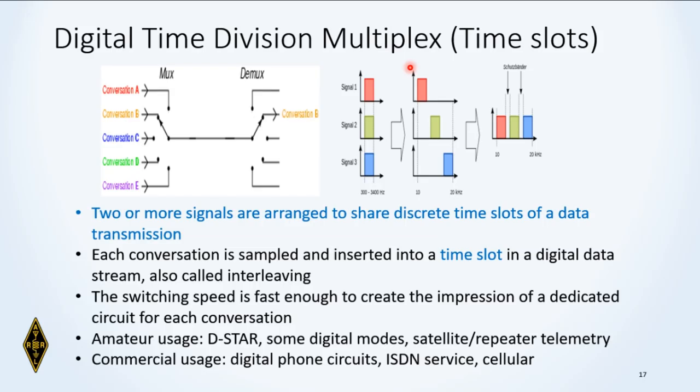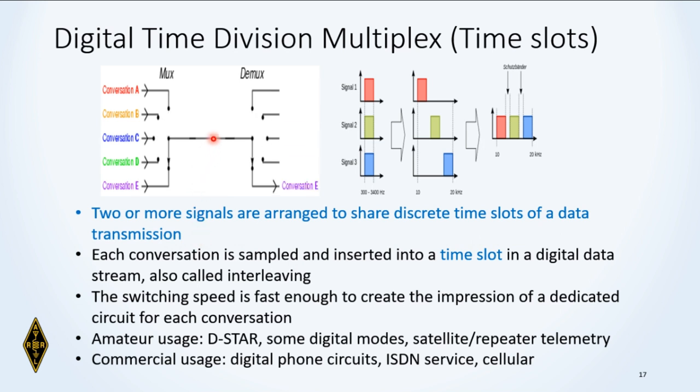That's frequency division multiplex. We're using subcarriers and usually analog electronics to do that. The other one is digital time division multiplex. And here we see something a little bit different happening. We'll read the definition first. In this case, with time division multiplex, or TDM, we've got two or more signals arranged to share discrete time slots of a data transmission.